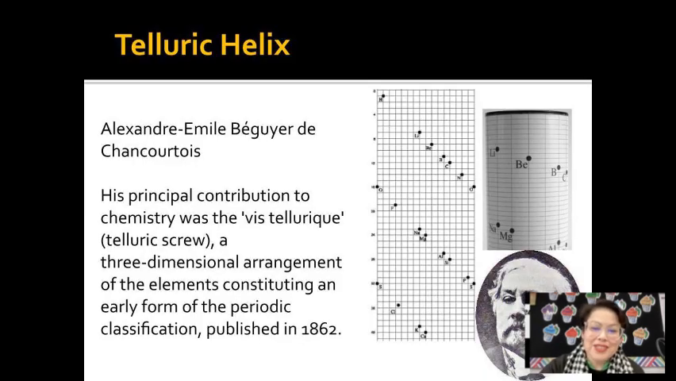So in 1862, we have Alexandre-Émile Béguyer de Chancourtois, a geologist who proposed a three-dimensional arrangement of elements showing similarities and repetitions of characteristics, where the middle point of this arrangement was the element tellurium, a metal named after the Latin name for Earth. This proposal was called vis tellurique, which translates into telluric helix or telluric screw.